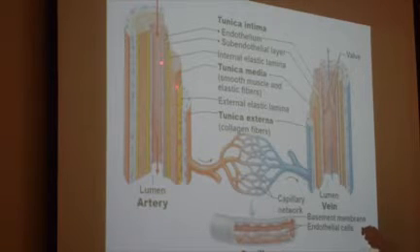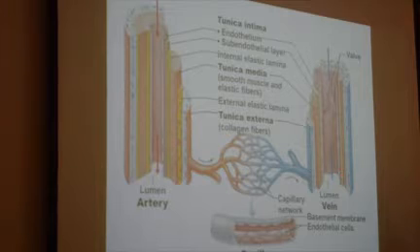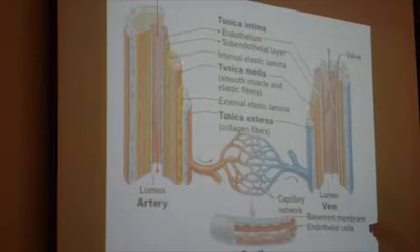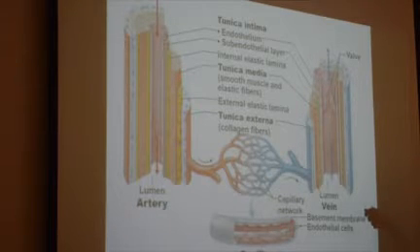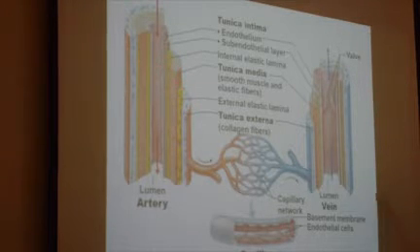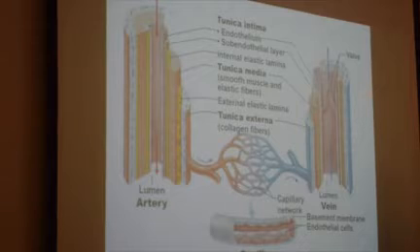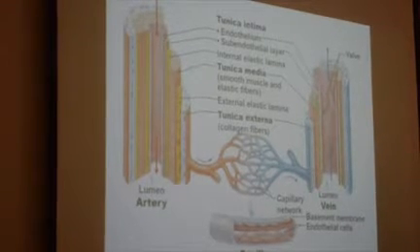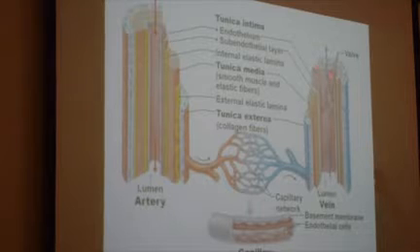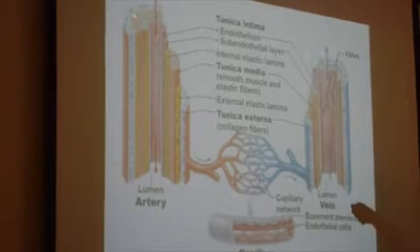What else? The tunica media is thicker in my artery compared to the thinner tunica media of the vein. This tunica media is where I keep my smooth muscles. So in my arteries, I have much more smooth muscle compared to the veins. What else? Which one will have a larger lumen, the artery or the veins? Veins. So you see here, the veins will have larger lumens compared to my arteries.